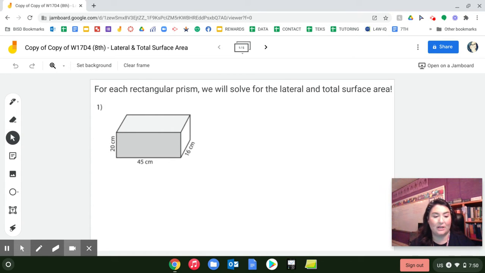For 8th grade, y'all's Zoom is during second period, which is 9:28 to 10:11. So even if you log in the first few minutes, we'll be doing the warm-up first, and then we'll get started on the lesson.